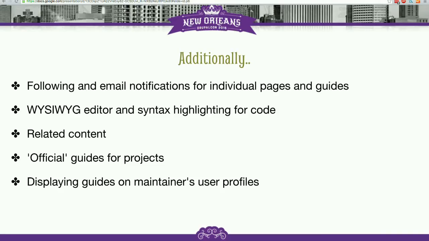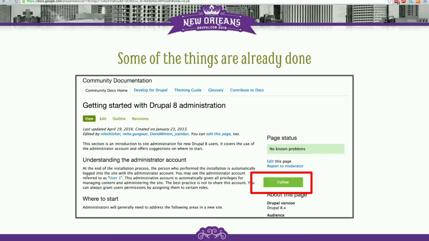Okay, so additionally to all of the things I just talked about, a few things we're thinking to add, which might come a little bit later. So the things I just talked about is our sort of MVP, the word people hate. That's what we want to push out first. And then with time, we want to add some other changes, such as following and email notifications for pages and guides. So for pages, actually, that's already there.